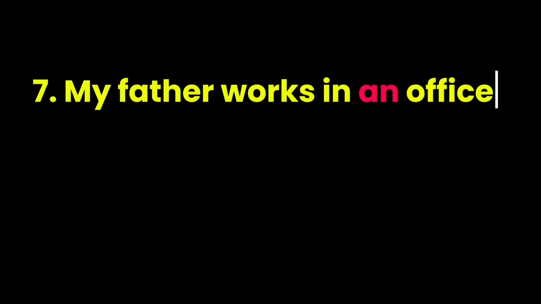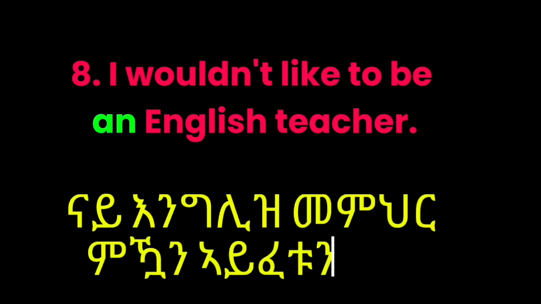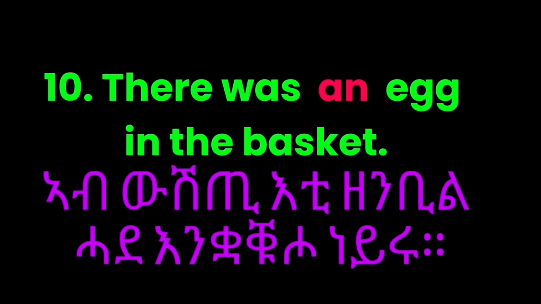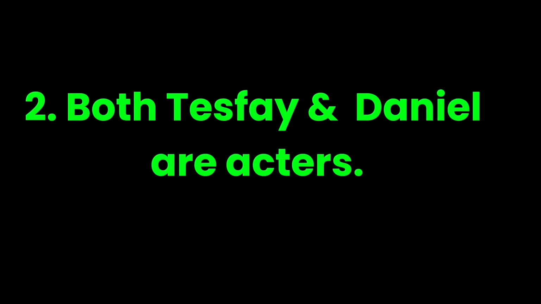7. My father works in an office. 8. I wouldn't like to be an English teacher. 9. She has received a letter from her friend. 10. There was an egg in the basket. 11. I was born in a town. We do not use a or an before a plural noun. Examples: 1. He has got 2 cars. 2. Both Tesfi and Daniel are actors.